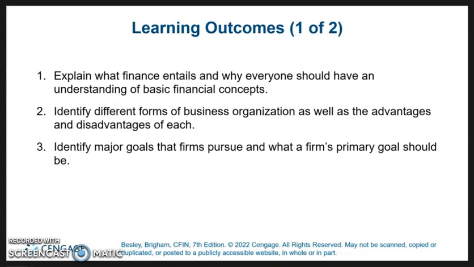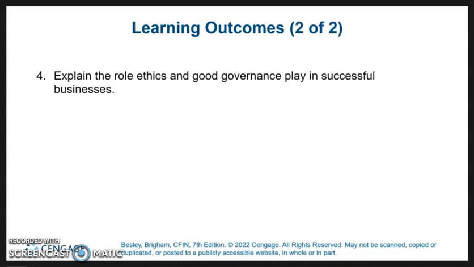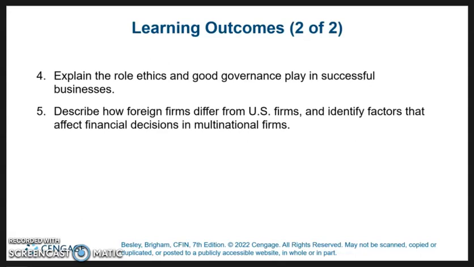We'll talk about the different forms of business organization, advantages and disadvantages of each. We'll talk about the goals that firms pursue and what the primary goal of the corporation or company should be. We'll talk about ethics and good governance and the role that they play in a successful business. And then we'll talk about foreign firms and how they differ from U.S. firms and identify the factors that affect decision making with regard to multinational firms.